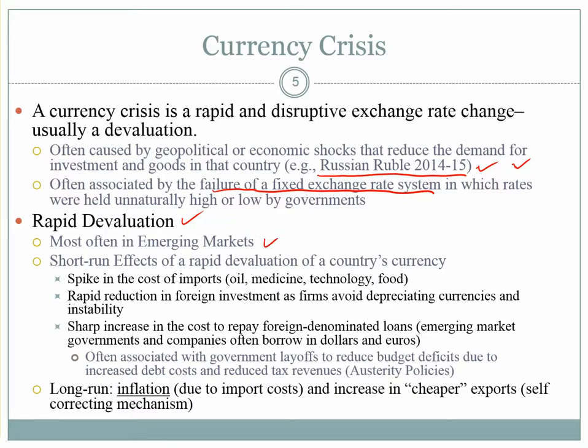Now, in the short run, as your currency value falls, it buys less and less foreign currencies, which means you're going to see an immediate spike in the cost of imports. So the Russians now are seeing an immediate spike in the cost of, say, medicines and technology and food that are imported outside of Russia.